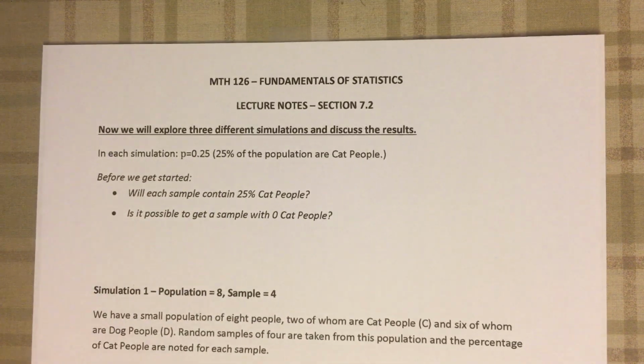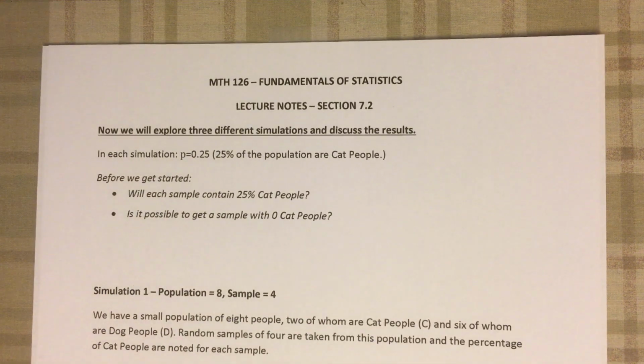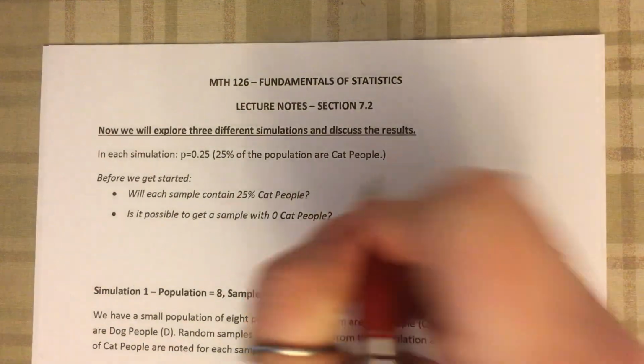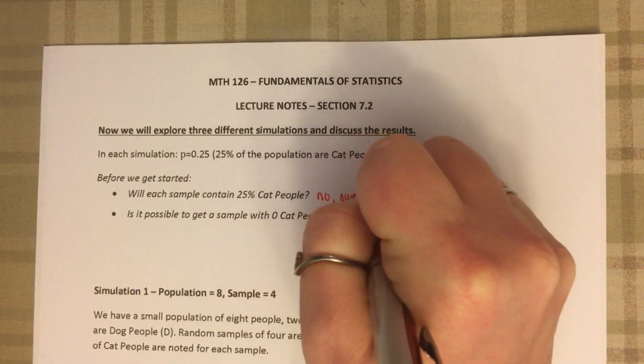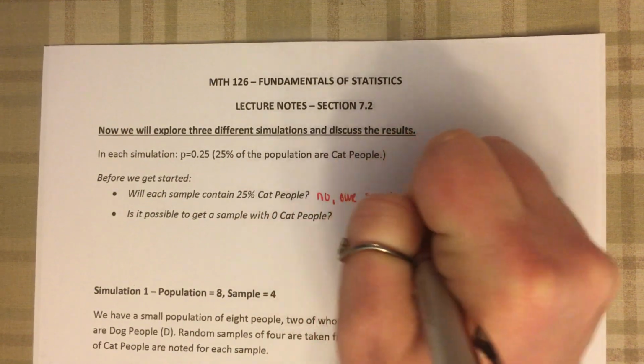Okay, so we're going to go through and look at a few simulations here. In each of these different simulations, our P, our population proportion, is 25%. 25% of our population are cat people. So thinking about this before we get started, we want to answer a few questions. Will each of our samples contain exactly 25% cat people? No. Our sample statistics will vary.